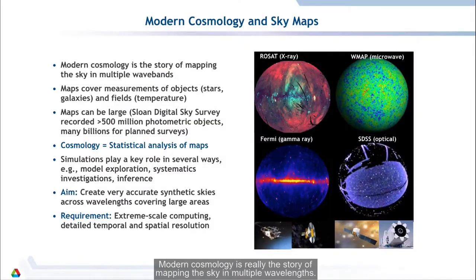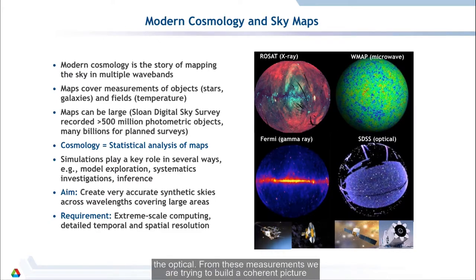Modern cosmology is really the story of mapping the sky in multiple wavelengths. The challenge in cosmology is that we can't do experiments like we usually do in physics, where we go into a laboratory and build the system that we want to study, but rather we have to observe our universe in different wavelengths. What you see here on the right are maps of the universe in the X-ray, in the microwave, in the gamma ray, and in the optical.